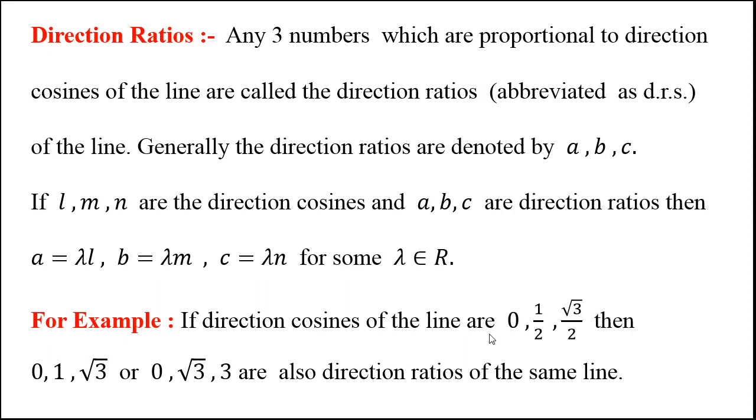Then if I multiply them by 2, 2 into 0 is 0, 2 into half is 1, and 2 multiplied by √3/2 is √3. So these are direction ratios. If I multiply each of them by √3, 0 into √3 is 0, 1 into √3 is √3, and √3 into √3 is 3. So 0, √3, 3 are direction ratios of the same line.